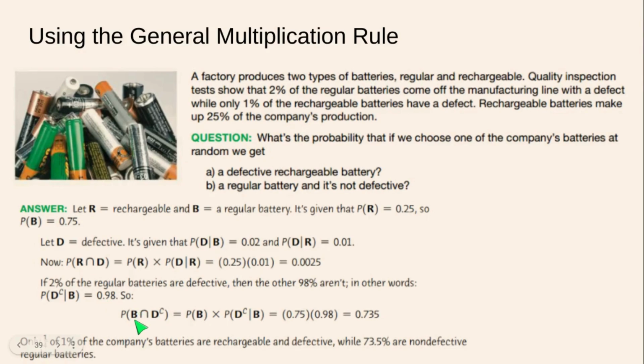So the probability of normal battery and it's not defective, complement of defective, is equal to, what are the odds we get a normal battery? Well, that's 75%. And what are the odds we get a non-defective, so regularly functioning battery, given that we're talking about a normal battery that's not rechargeable? That's 98%. Multiplying these together, we get 0.735. So 0.25% of the company's batteries are rechargeable, and 73.5% are non-defective regular batteries. So there you have it.